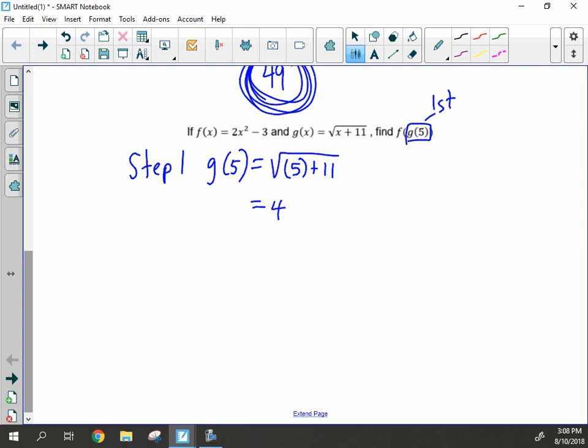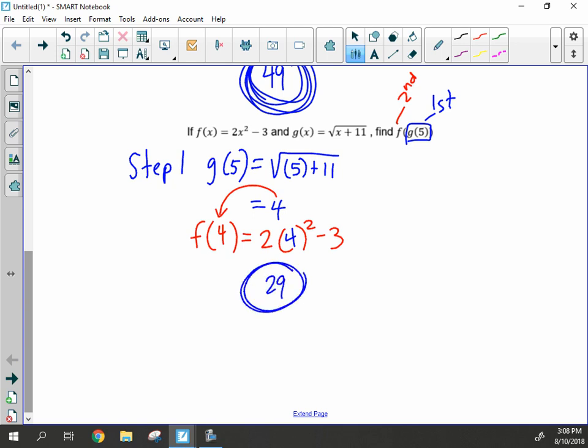Step 2, second, put the result into the F problem. So the F problem is now going to have the 4 in it. So we have 2 parentheses squared minus 3. And then we put the 4 inside. Do all that in your calculator. 16, 32, end up with 29. 29 is your final answer.